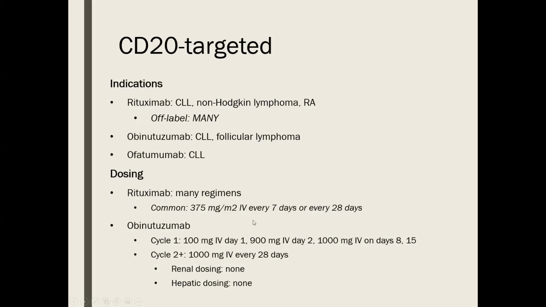The classic rituximab is 375 milligrams per meter squared every 7 days, or even in some regimens every 28 days. Whereas obinutuzumab, which is the other one that we classically use here at UW Health, the dosing looks a little bit different. You actually have a very small dose that you do as kind of a pseudo test dose on day 1. You do 900 milligrams on day 2 once they have good tolerability to the lower dose. And then you see that you have a load of 1,000 milligrams on days 8 and 15. And beyond cycle 2, you have 1,000 milligrams every 28 days.